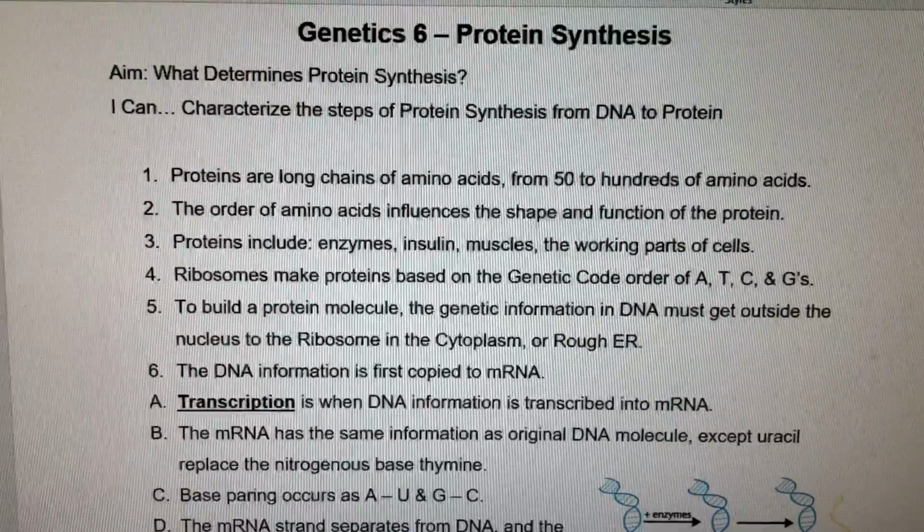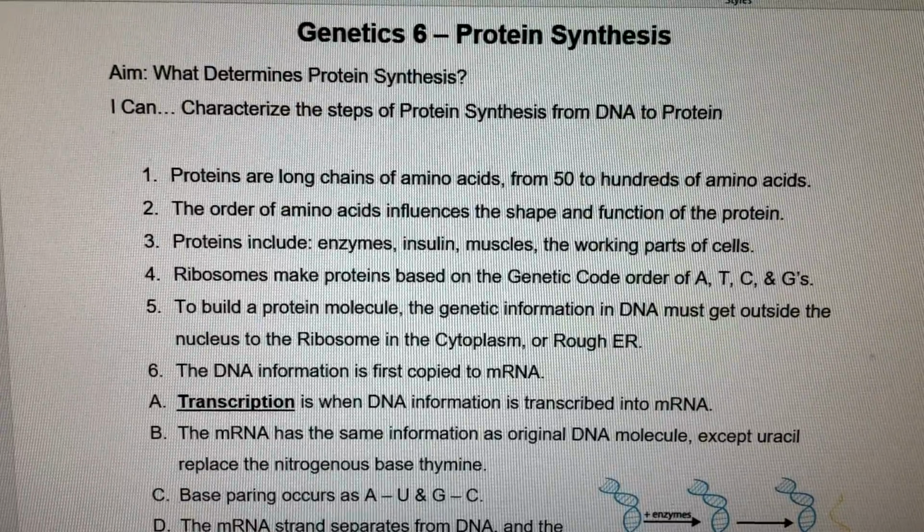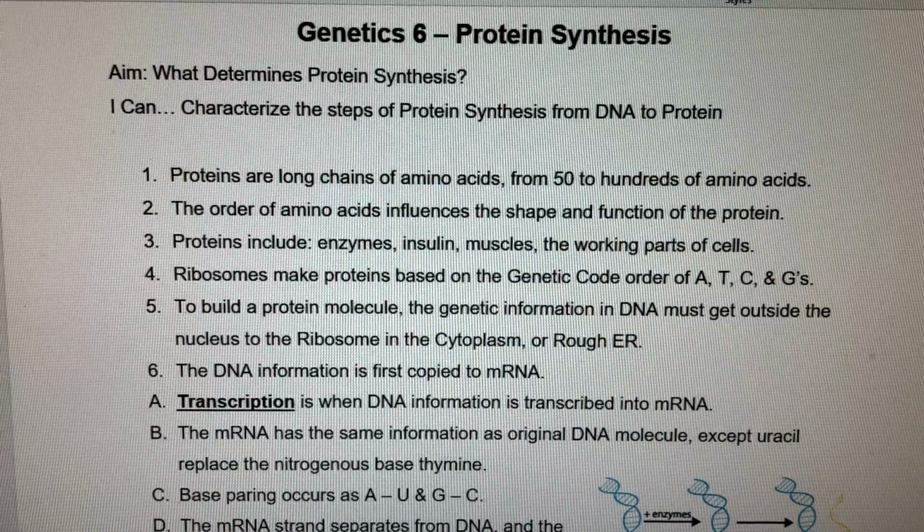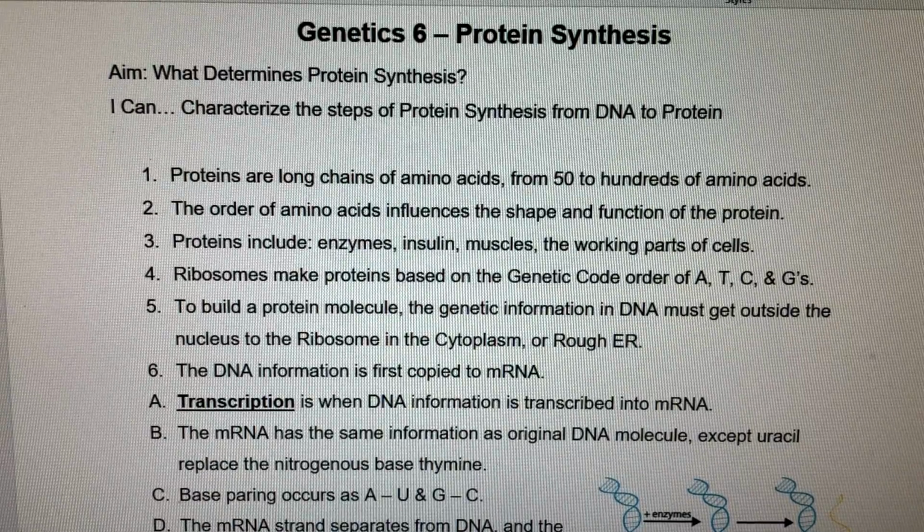Dr. Ripke here with Genetics Number 6, Part 1 of Protein Synthesis. Be able to characterize the steps of protein synthesis from DNA to proteins.